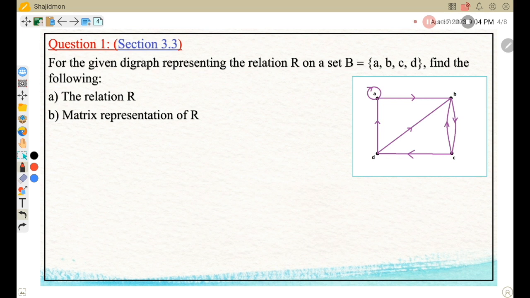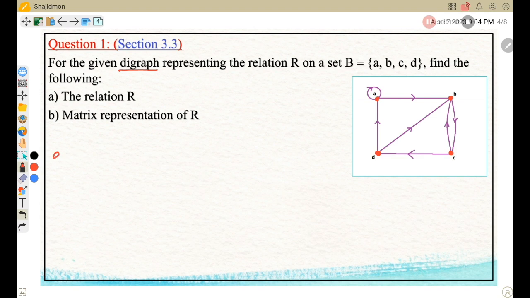Here on this side you can see one digraph is given. Digraph means directed graph, correct? Its edges are directed edges, direction is there, correct? So represent this relation by using ordered pairs. This relation is on the set A equal to A, B, C, D. That means the vertices of this graph are A, B, C and D, correct? Now first find the relation R.